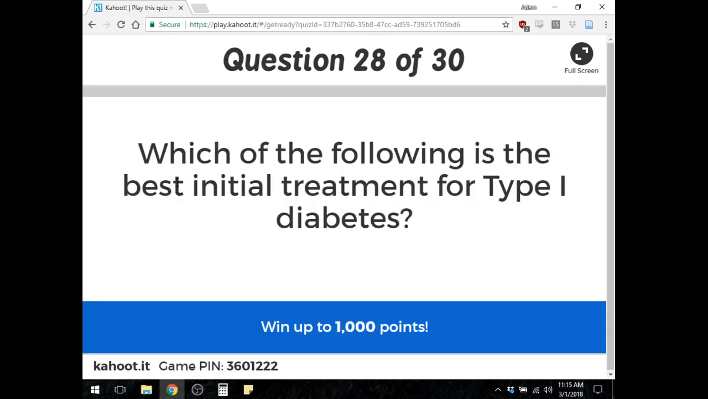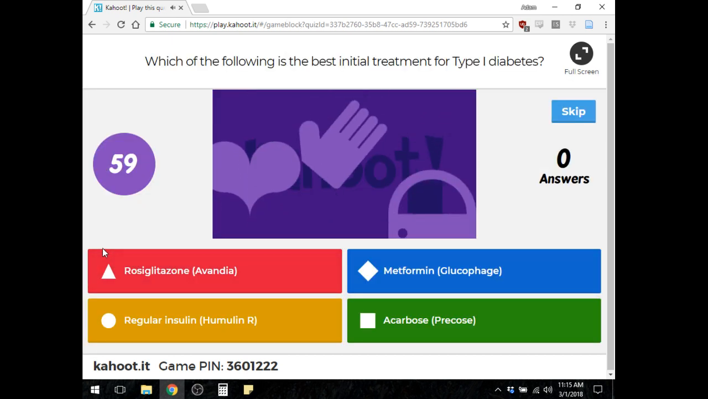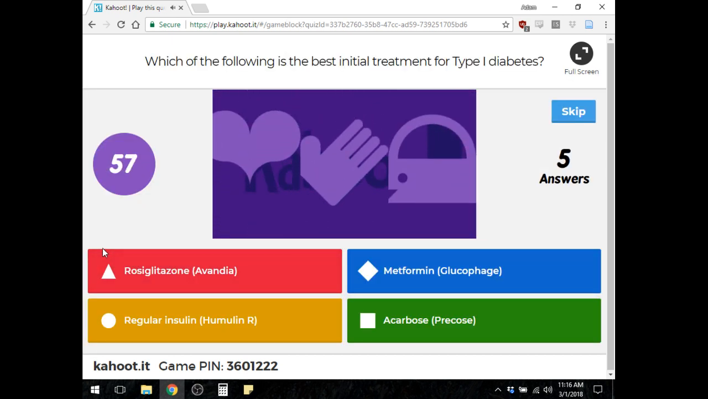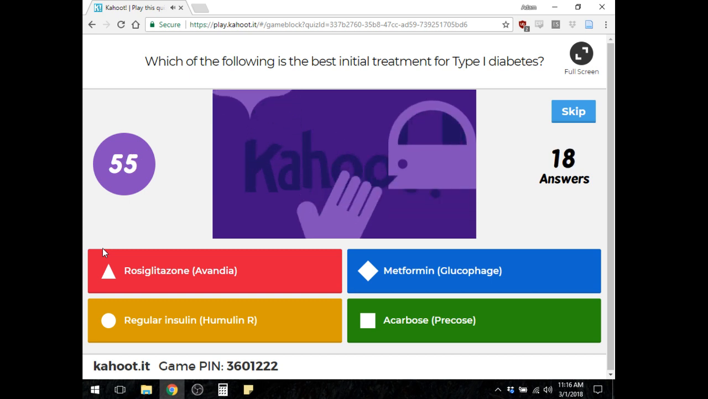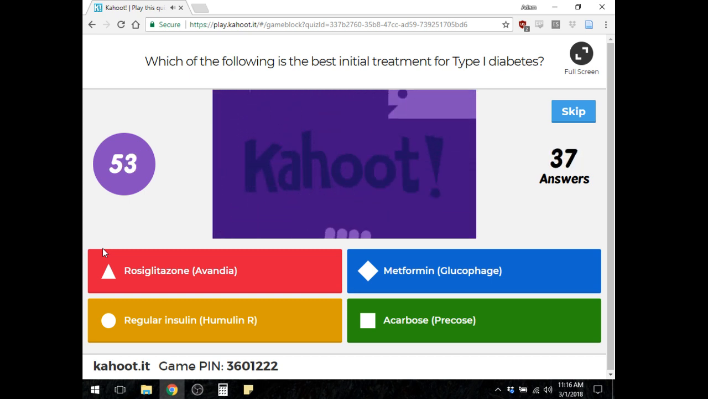All right. Which of the following is the best initial treatment for type 1 diabetes? I just saw that debt in here. That was pretty good. Pretty good pun there for being in a private school. It was DEBT in here, for anybody who didn't catch it.